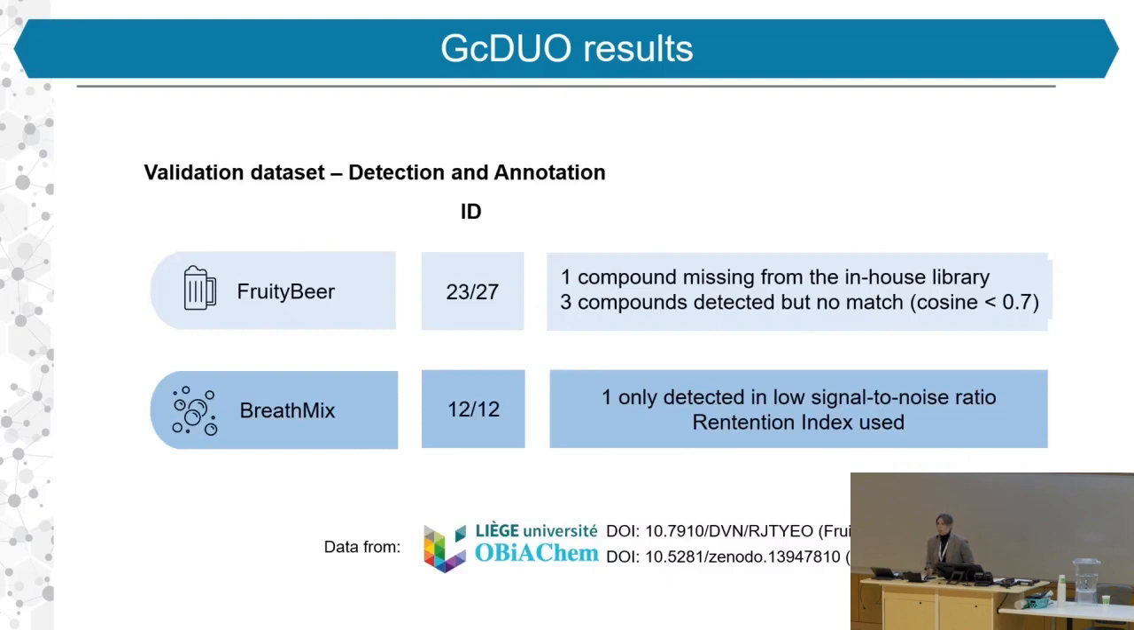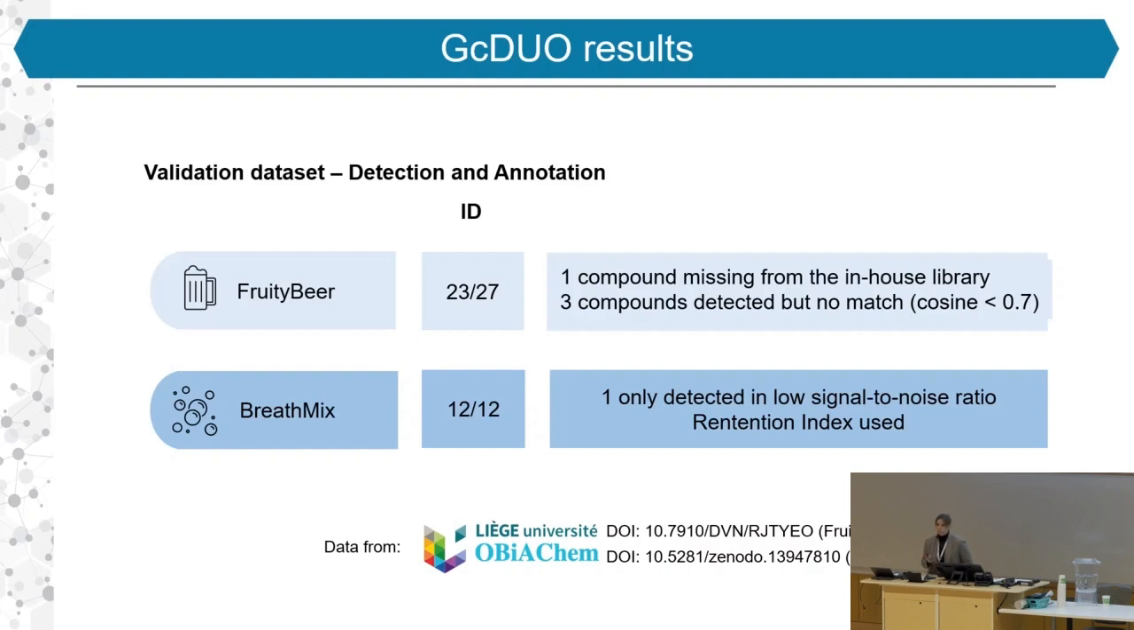Now we move to the validation dataset. First is the Fruity Beer, a public dataset of 5 beer aromas, comprising a total of 27 compounds. The annotation of the compounds was tested. A total of 85% of the peaks reported by the authors were successfully annotated using GcDUO.